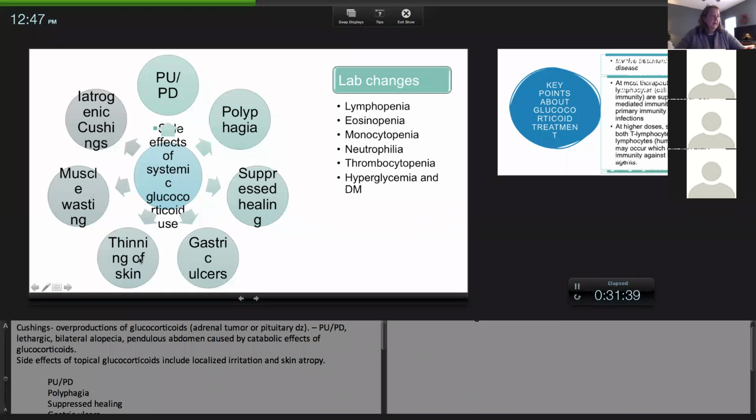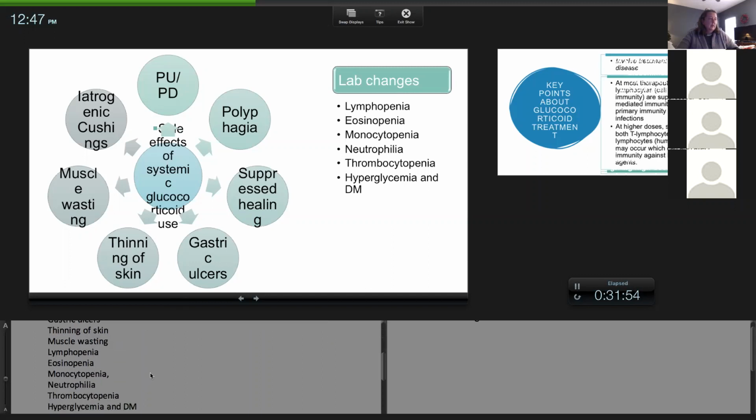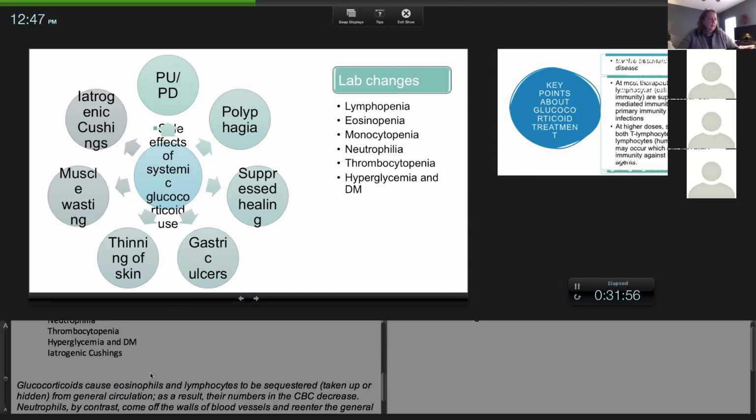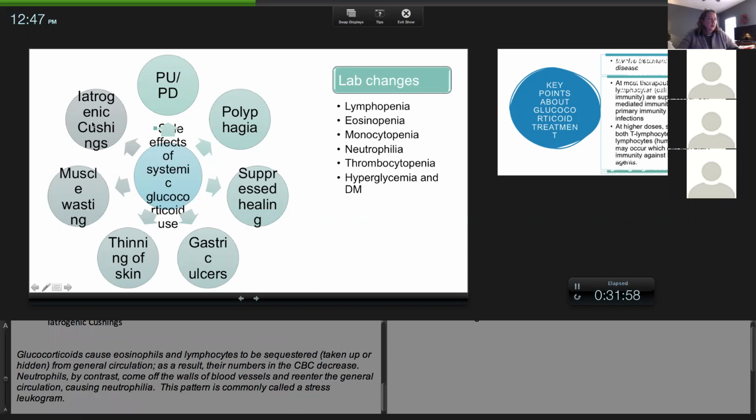Thinning of the skin. Now this is longer use, but their skin can actually become thinned and they can start to get muscle wasting. This is going to be the animals that are on the longer term pred. And then you can get into something that's called iatrogenic Cushing's. What does iatrogenic mean? If I throw that word in there, what does that tell you? It's something that we caused.